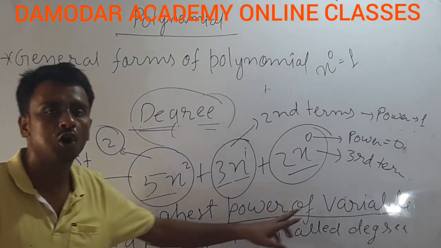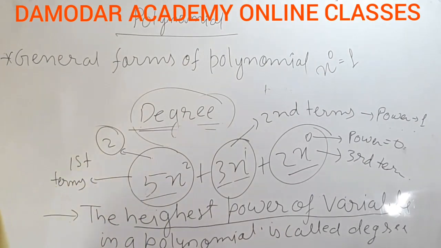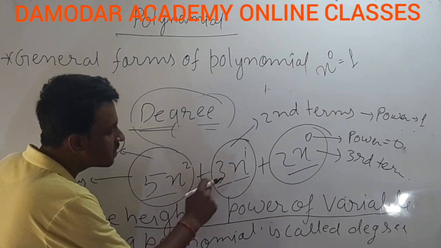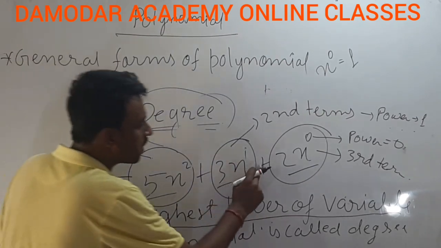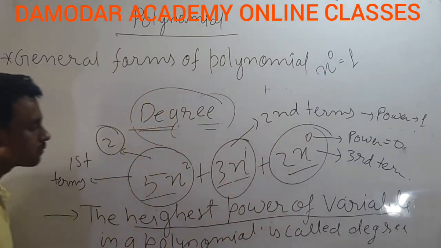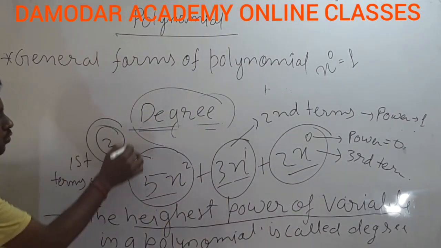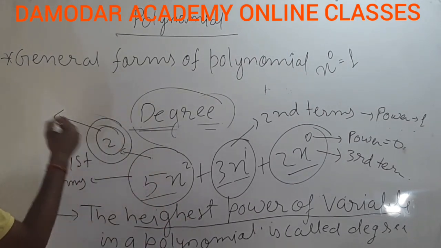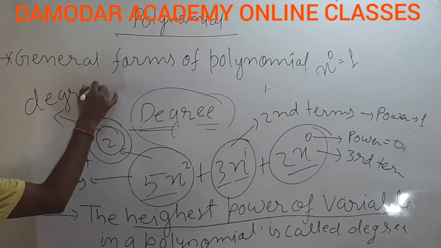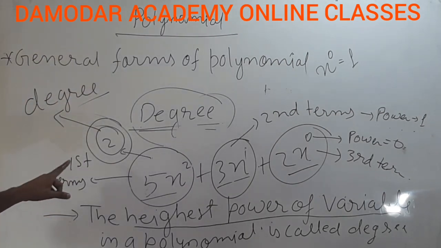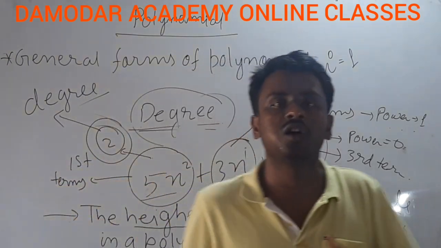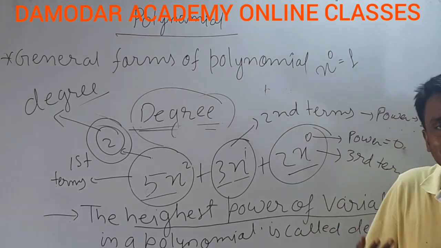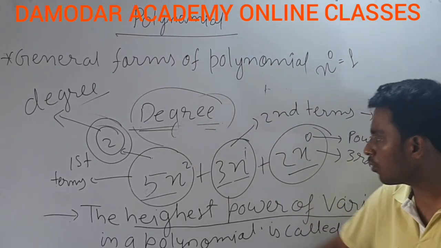That the highest power of a variable is called degree. That means for this expression 5x square plus 3x to the power 1 plus 2x raised to the power 0, the highest power is 2. And according to the definition, 2 is the degree of this polynomial. Now, what is the degree for this polynomial? 2 is the degree for this polynomial.